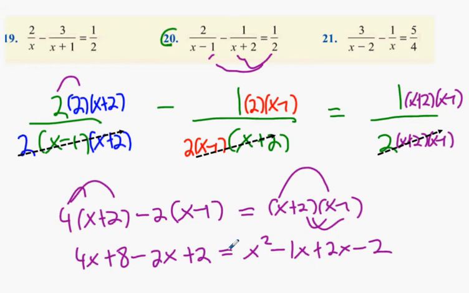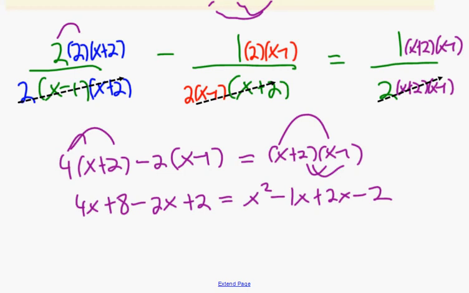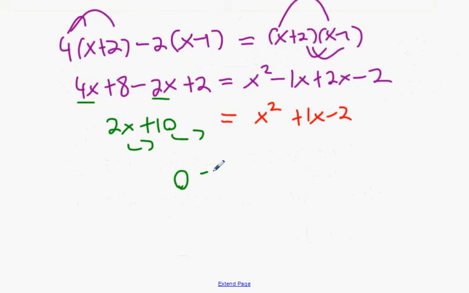Now, you're at the stage where you see an x squared. Bring everything to one side. If you can't factorize it, use the minus b formula. So I'm going to tidy up first. Minus 1x plus 2x is plus 1x minus 2. On the other side, I have 4x minus 2x is 2x, plus 2, 10. Going to bring the 10 and the 2x over to your side. 0 equals x squared plus 1x minus 2x minus 2 minus 10.